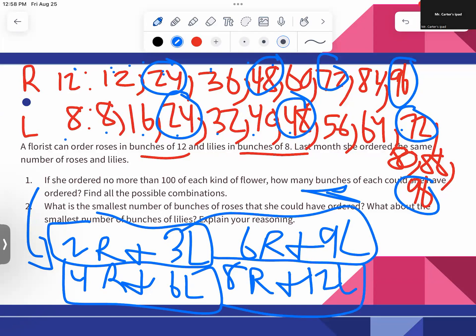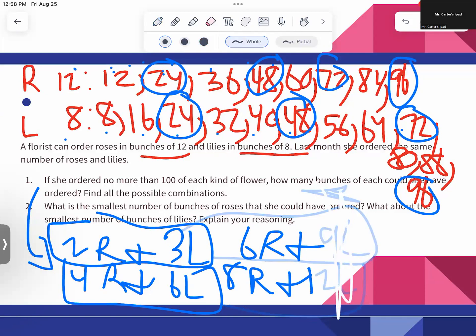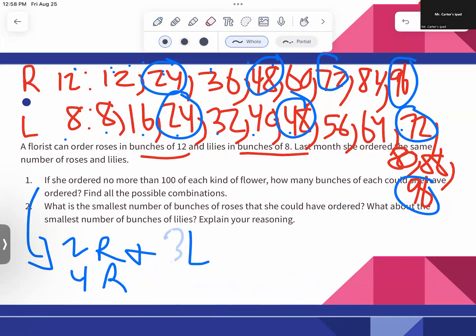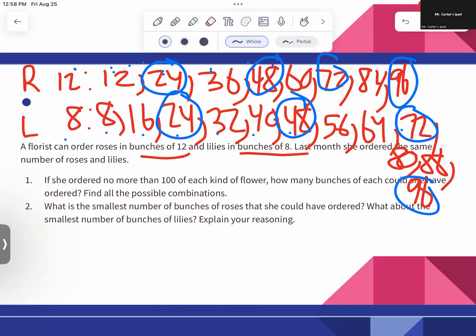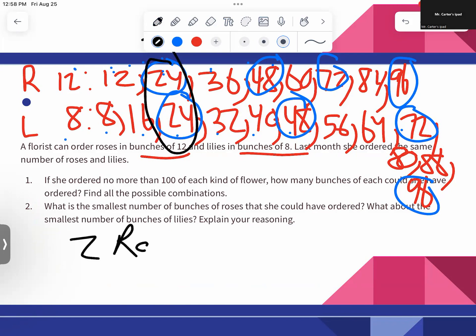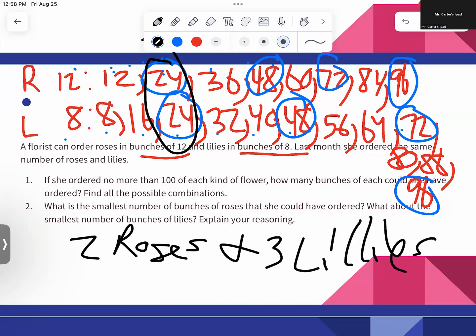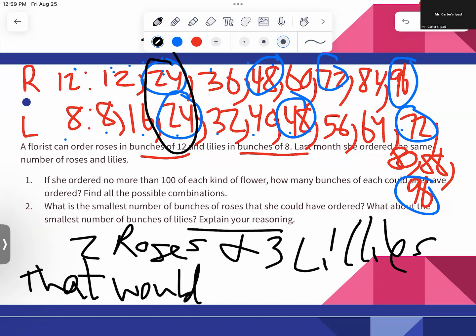That's question 1. Question 2 says, what is the smallest number of bunches of roses she could have ordered and the smallest number of bunches of lilies? Well, the smallest number of bunches of roses she could have ordered is 2. See right here? Okay, so she could have gotten 2 roses, and 3 lilies is the smallest one, because that would match up at 24. So that would explain our reasoning, is that would be 24 of both. Okay. And that's the least number we could get.